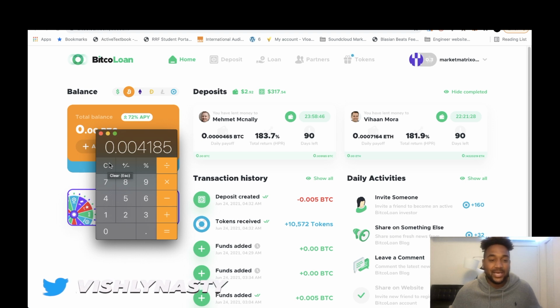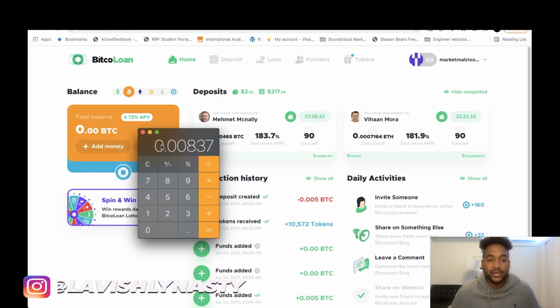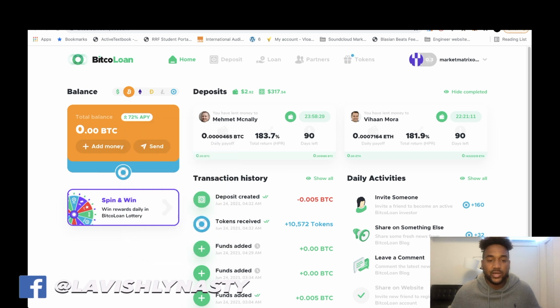Mind you, Bitcoin's at like 30. When it's at 60, this is gonna be worth double. So that's gonna be worth double the price. It's gonna be the equivalent of having this. What's times 2? It's gonna be the equivalent of having this. 1 Bitcoin's double the price. Can I copy this? I have to type it in, 0.00837.